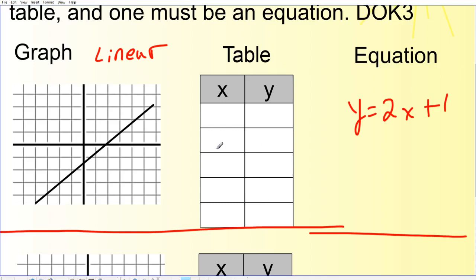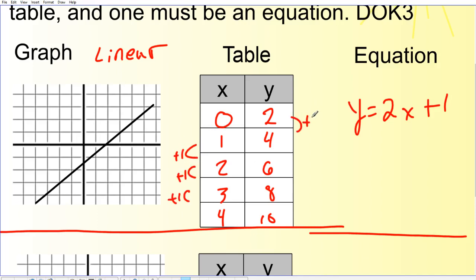This is the hard one to make linear. So usually what I'll do here is just make a pattern. So if I go 0, 1, 2, 3, 4, and 2, 4, 6, 8, 10. If your x's and your y's both follow an addition or subtraction pattern, it will be linear. So this side's going plus 1, plus 1, plus 1. This side's going plus 2, plus 2. This will be linear. Okay?